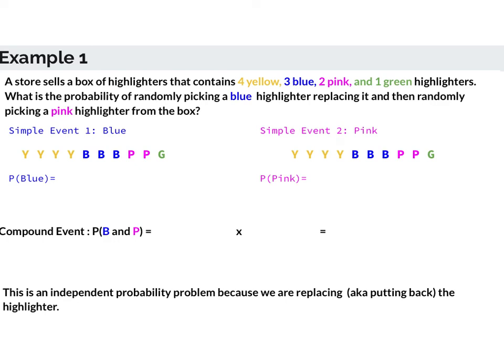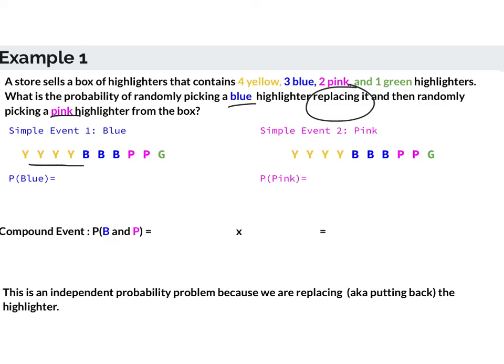Okay, so here we have our first example. A store sells a box of highlighters that contains 4 yellow, 3 blue, 2 pink, and 1 green highlighter. What is the probability of randomly picking a blue highlighter, replacing it, and then randomly picking a pink highlighter? So we have two events happening. We have the first where we have our blue highlighter, and then we have our second where we have our pink highlighter. So first I want to look at the sample space.